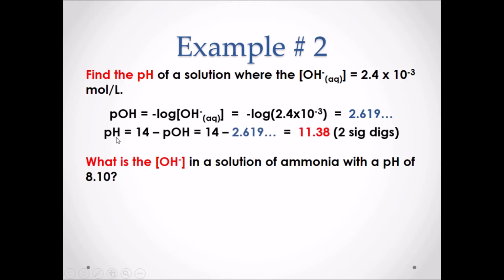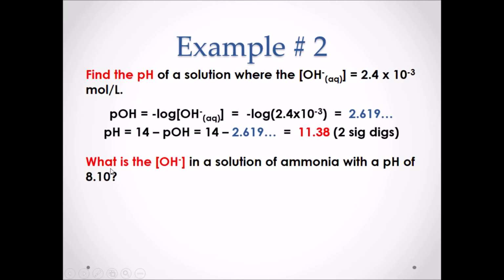Then to find pH, it is equal to 14 minus pOH, which would be equal to 14 minus 2.619..., which gives us a value for pH of 11.38. Two significant digits in our answer, the 3 and the 8, which are to the right of the decimal, because we're starting with two significant digits.